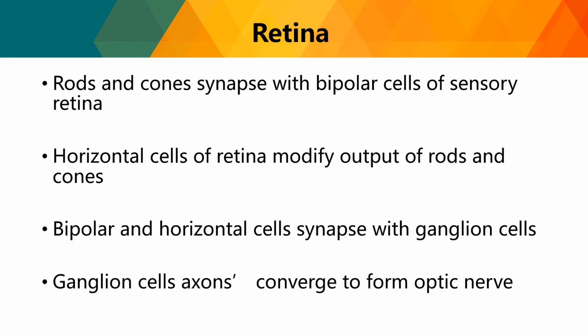So the retina, it has rods and cones that synapse with bipolar cells of the sensory retina, and horizontal cells of the retina modify the output of rods and cones. Bipolar and horizontal cells synapse with ganglion cells, and ganglion cell axons converge to form the optic nerve.